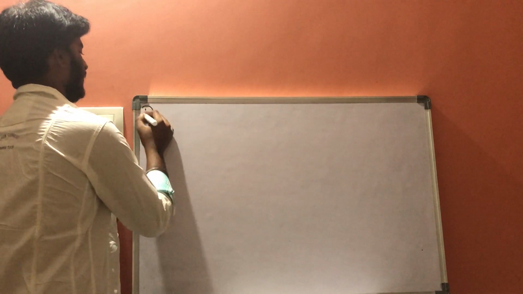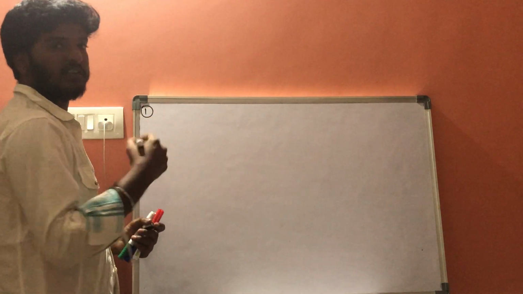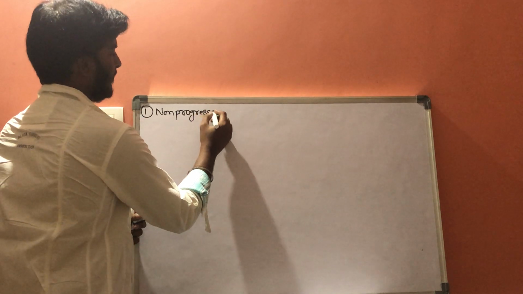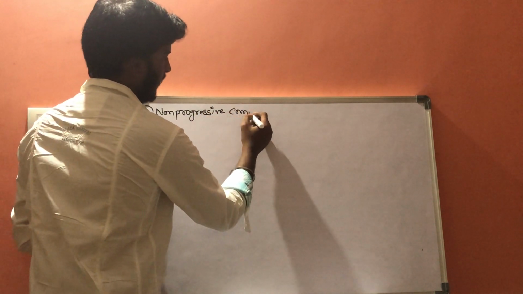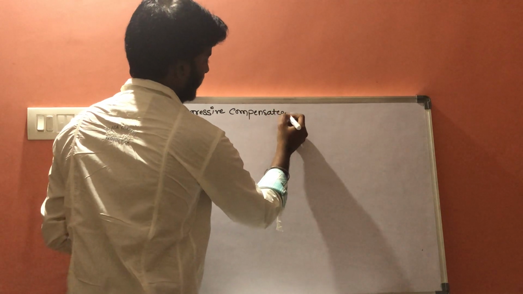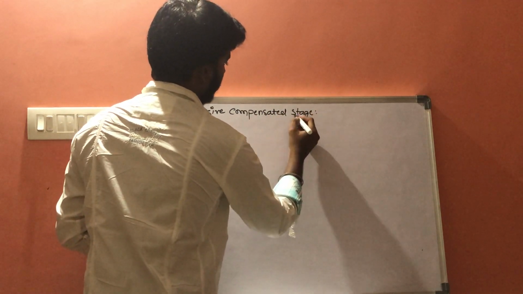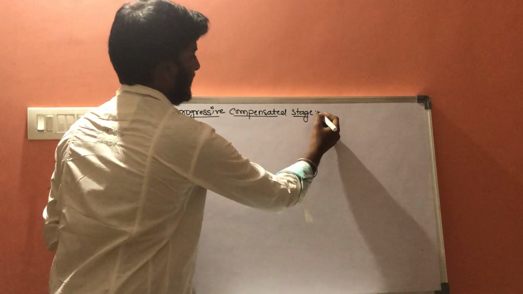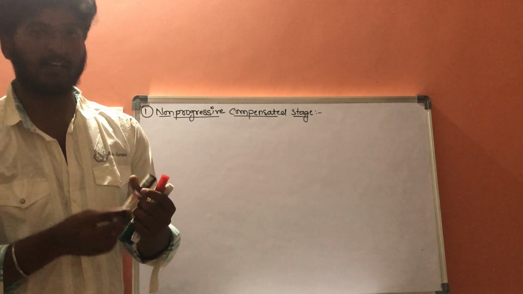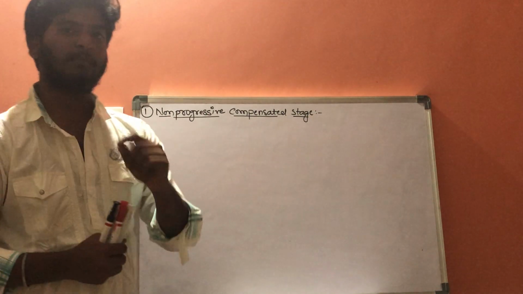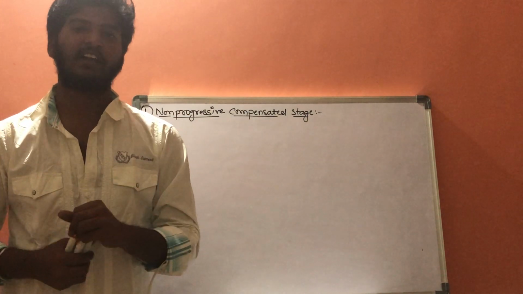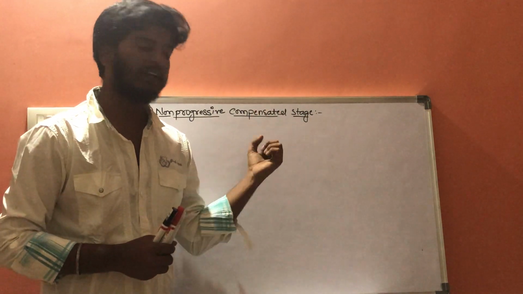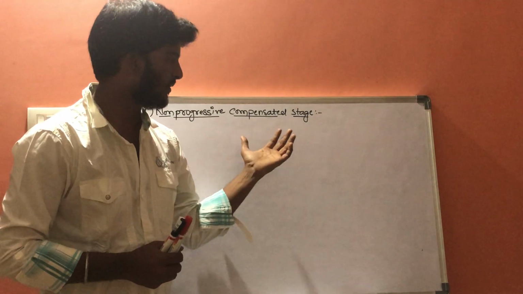First stage is the non-progressive compensated stage. In the non-progressive compensated stage, let us consider a person who met with an accident and the blood is bleeding from his body. Now the amount of blood present in the body will be decreased because of bleeding.